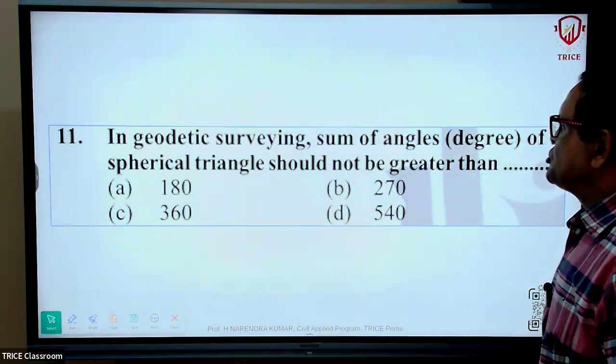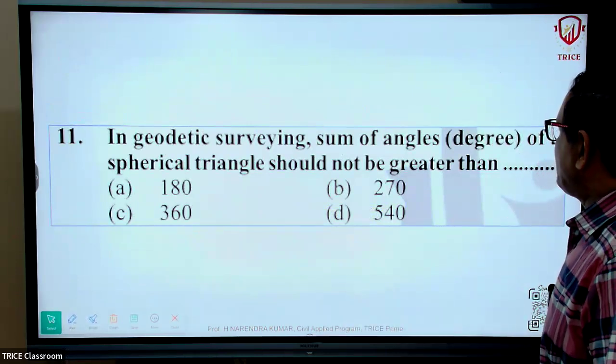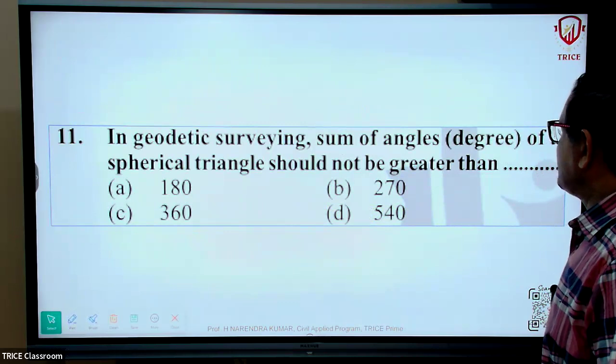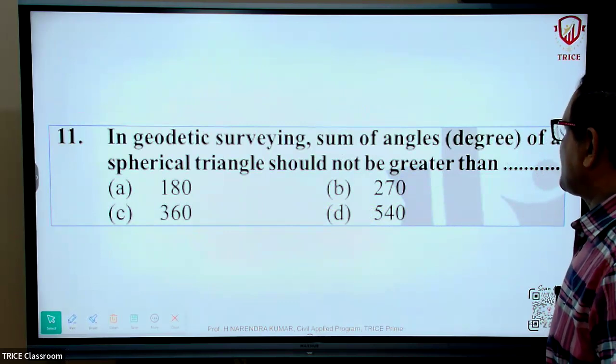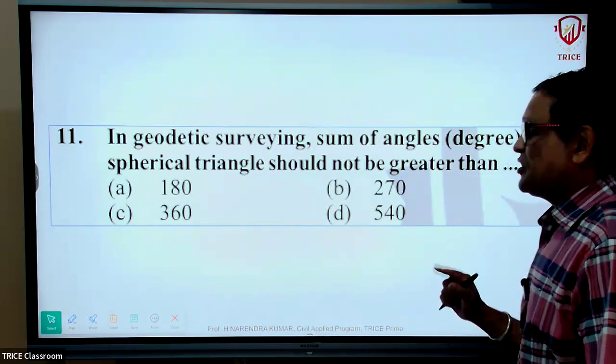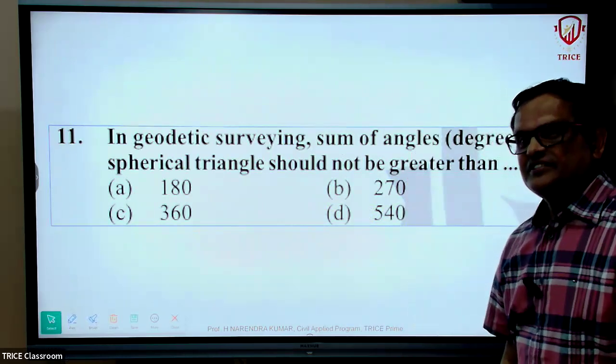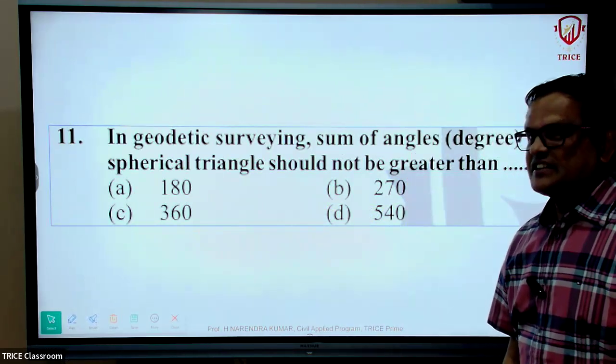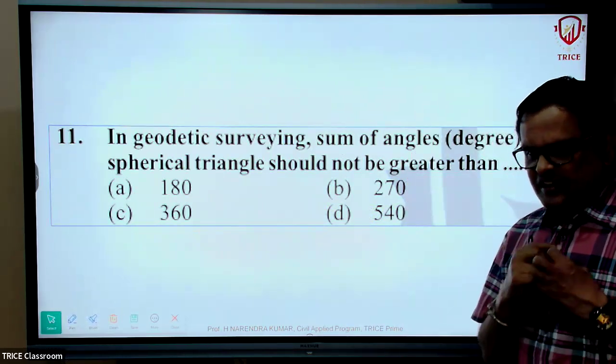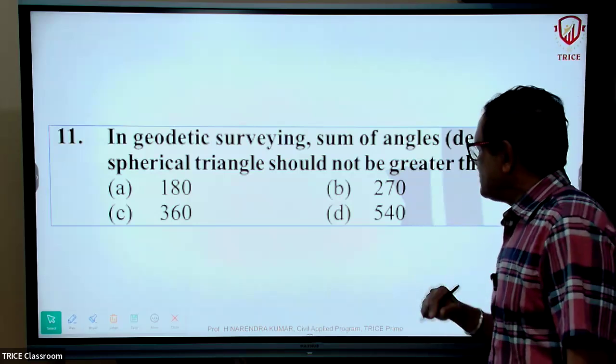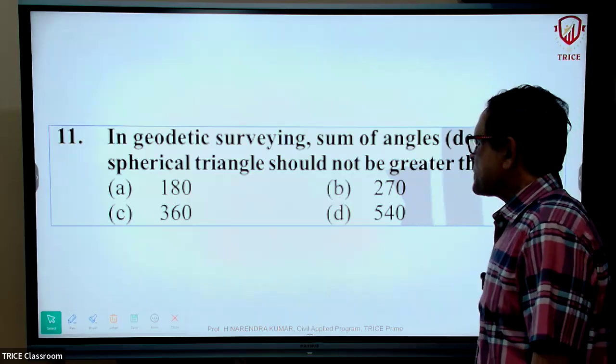Okay, 11th. In geodetic surveying, the sum of all the angles, in degrees, of a spherical triangle should not be greater than. I already gave you the answer there. Okay, I said something. You need to concentrate. So can you give me the answer for this question?